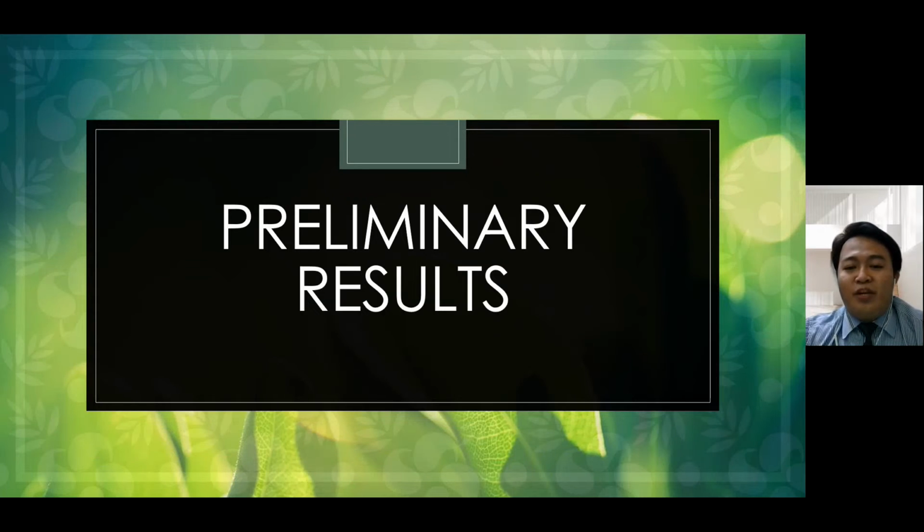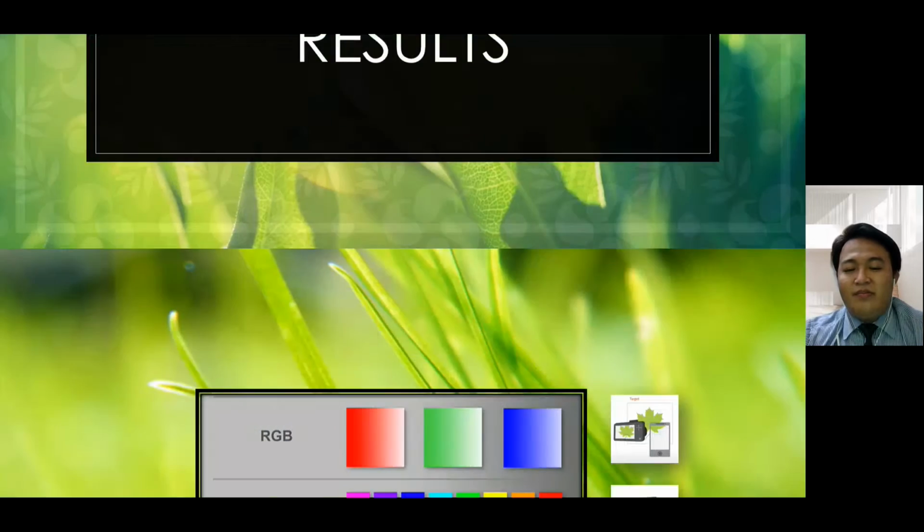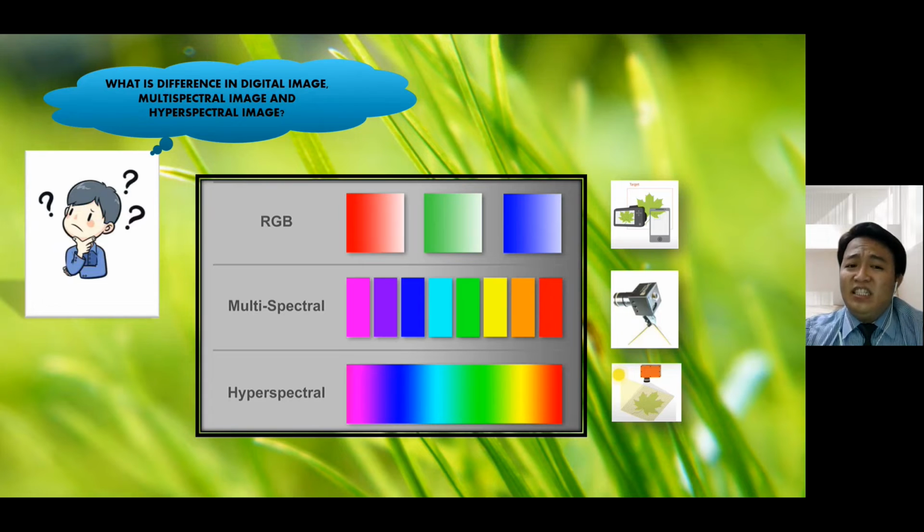Next, we go to the preliminary result for my project. Before we begin, what is the difference between digital image, multispectral image, and hyperspectral image? In digital image, we are only able to obtain visible light which consists of red, green, and blue, whereas the multispectral image has many filter images consisting of gamma rays, ultraviolet, and it has a gap. But the hyperspectral image contains more filters on the spectral light because it is continuous.